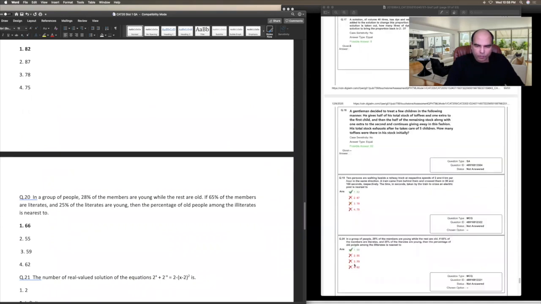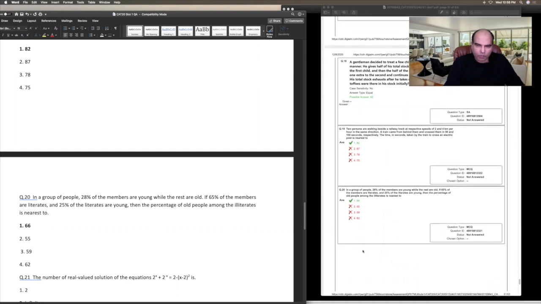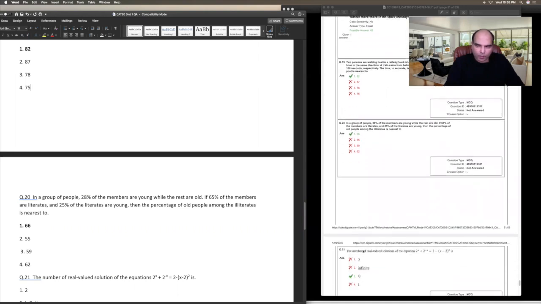20th में मेरे को थोड़ा सा प्रॉब्लम हुआ था, because 20th में मेरा आंसर कुछ 70 प्लस आ रहा था. And since I needed that attempt, I marked 66 because that was the closest. So I was not in control of this question. I'll need to look at it once more. Solve करके देखना पड़ेगा क्या हुआ.